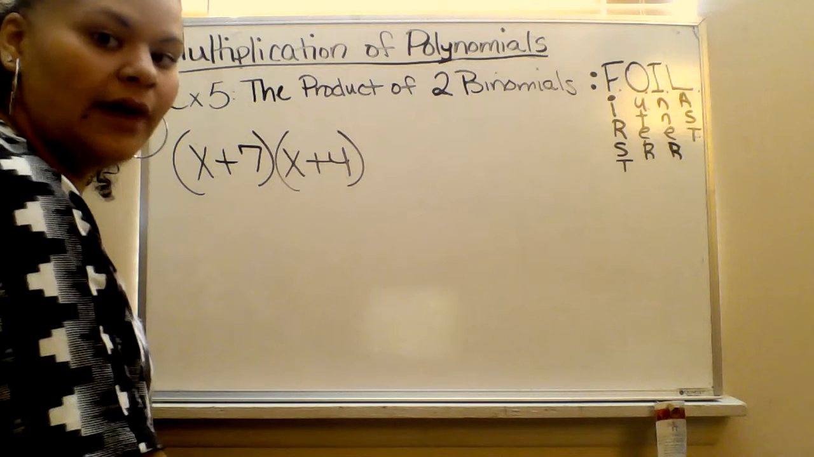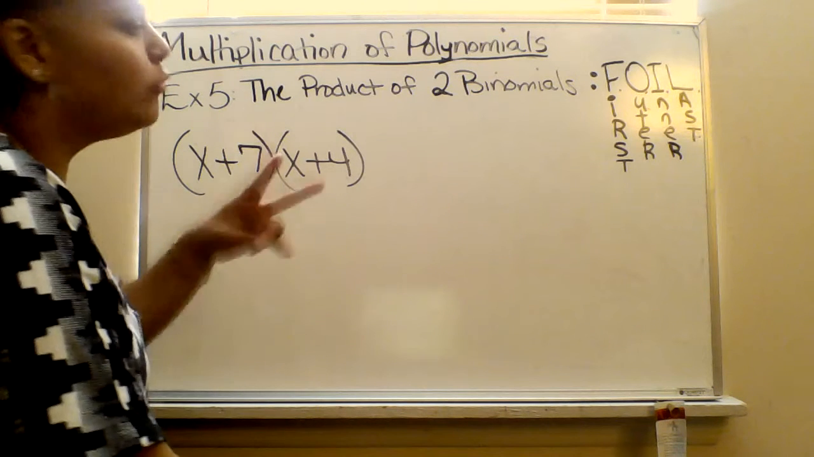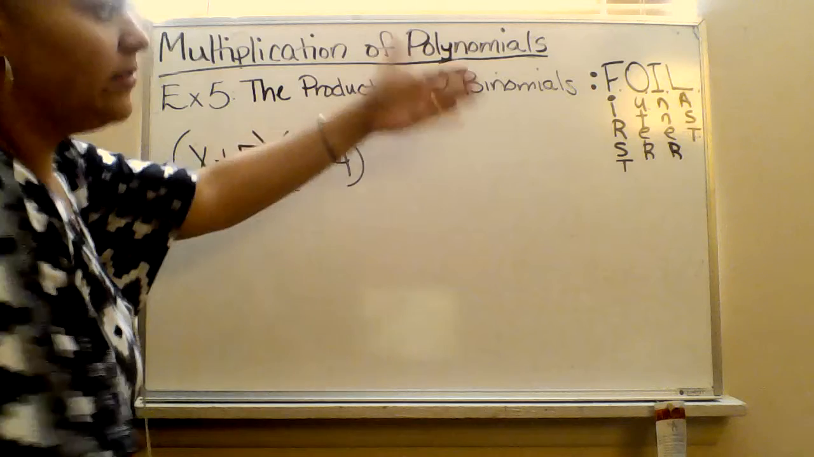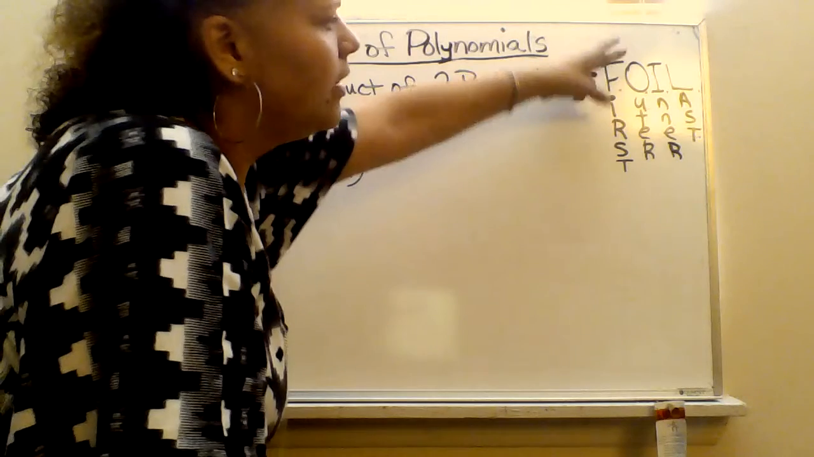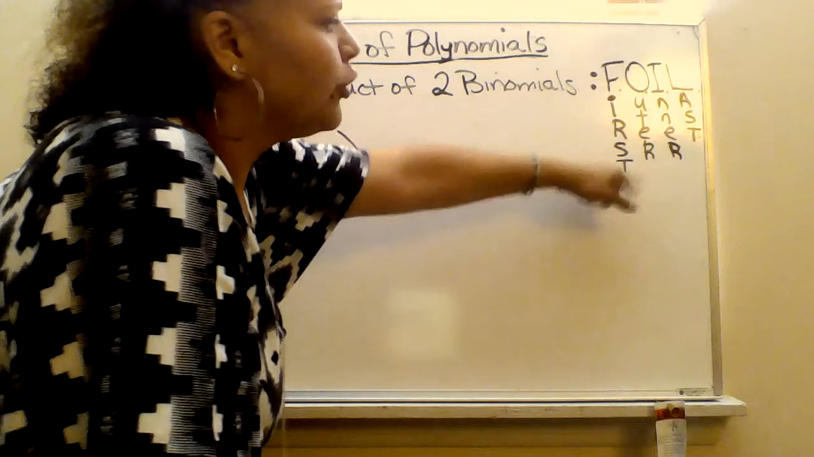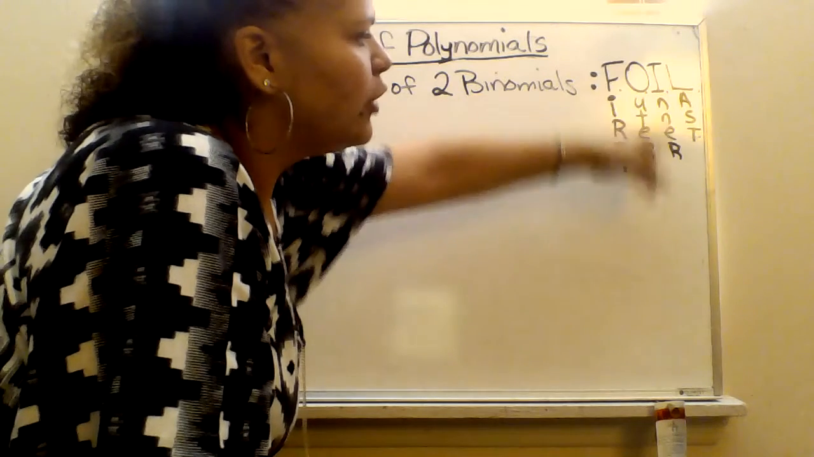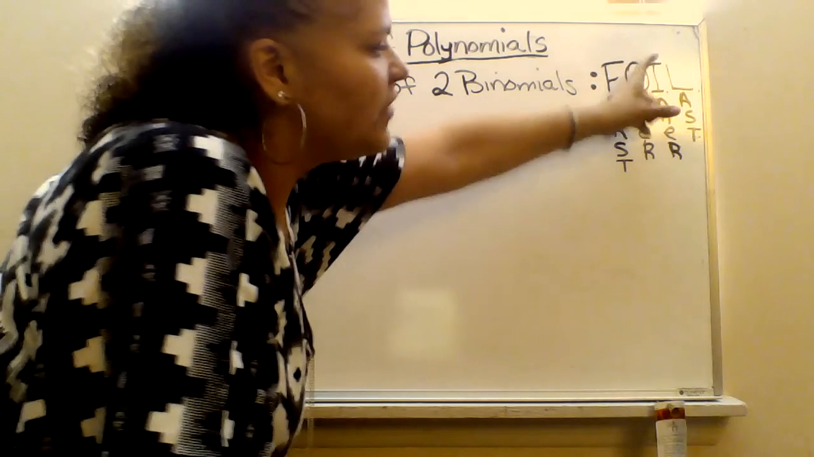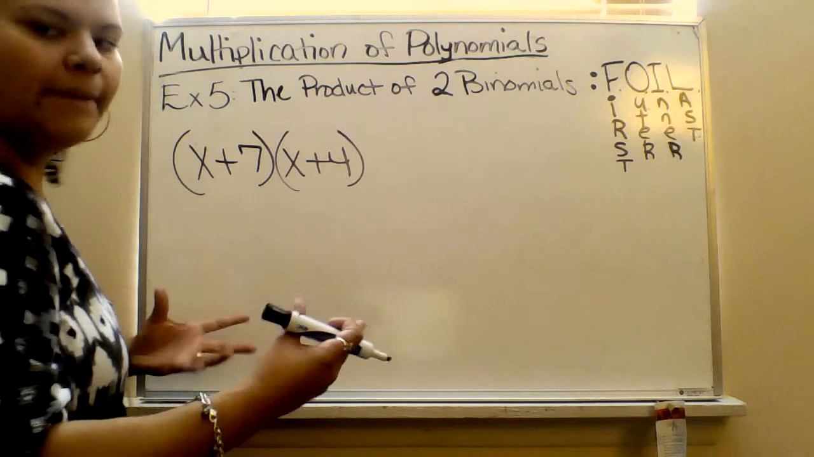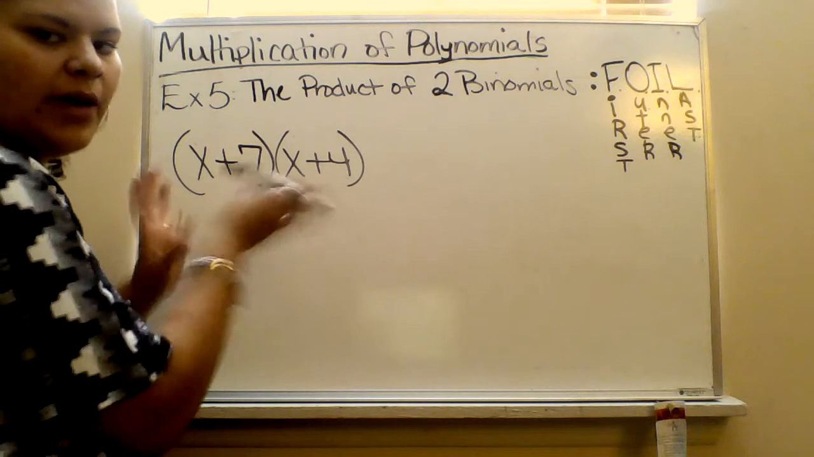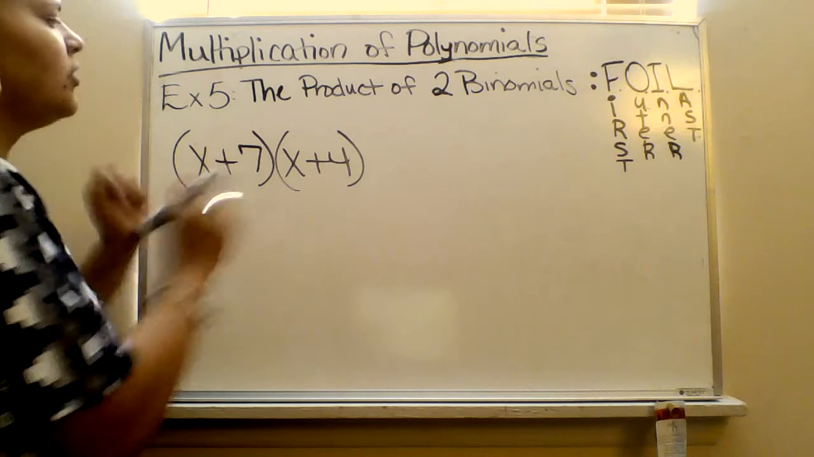Now I'm going to show you how to find the product of two binomials by using the FOIL method. FOIL meaning the F is the first term, the O is the outer term, I stands for the inner term, and the L stands for the last term. So what we're going to use is a form of distributive property, because you know how to multiply between the binomials. So let's start it off.